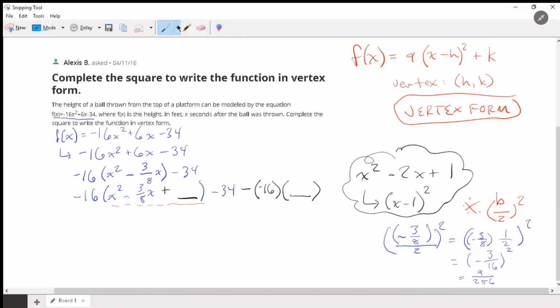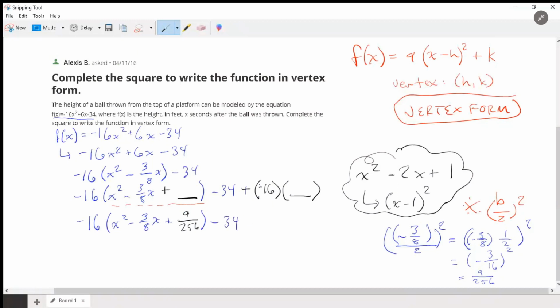So let's do that here. Oh no, I'm switching to green. There we go. Negative 16x squared minus 3/8x. I am adding 9/256. Great. And then I am subtracting 34.